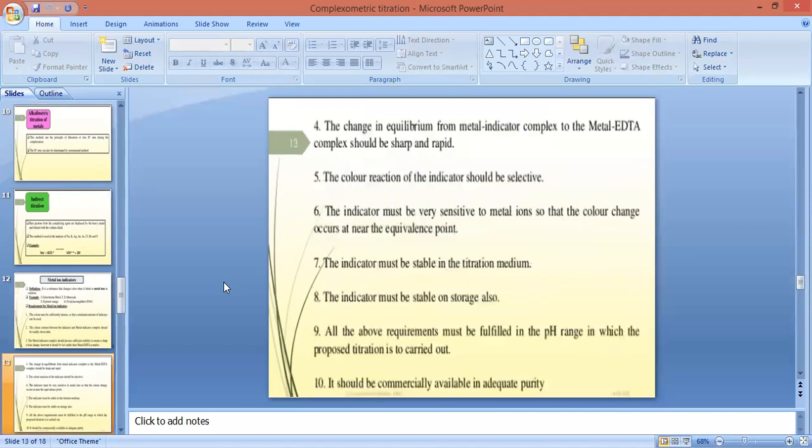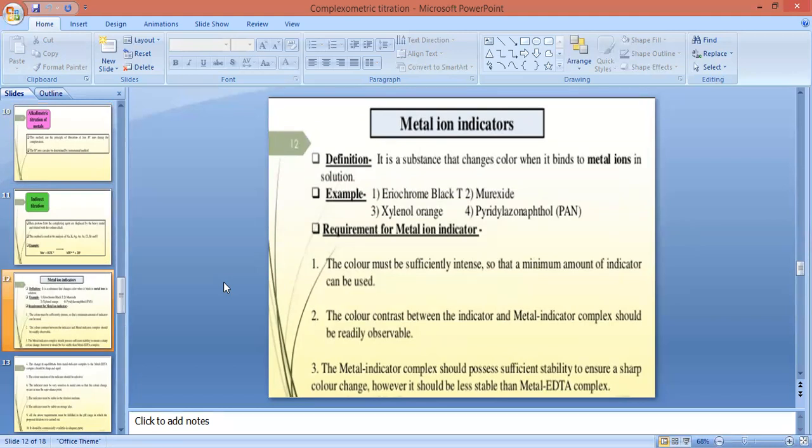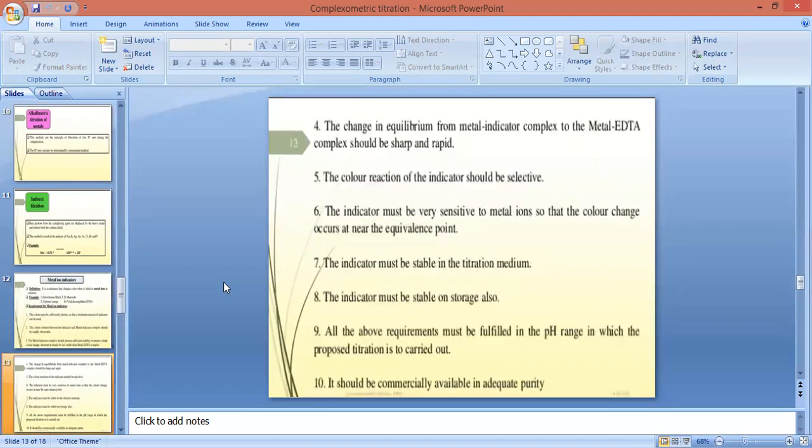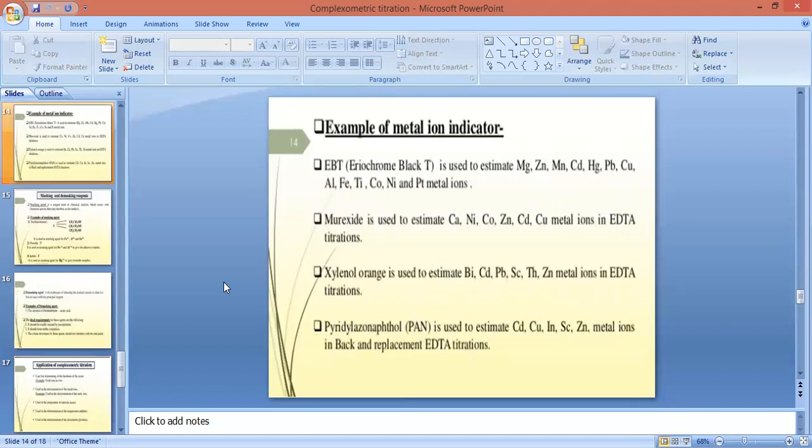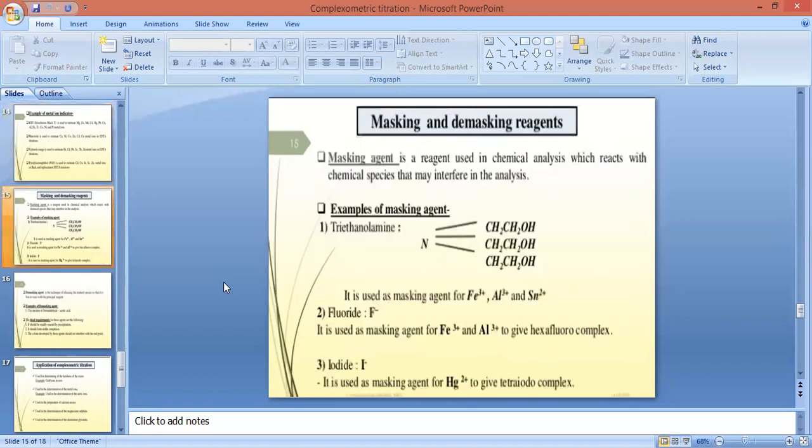After that, we covered the requirements of a metal ion indicator. After the requirements, we covered the examples of metal ion indicators, that is EBT, murexide, xylenol orange, and pyridyl azonaphthol, and which metal ion indicator is used in the determination of which metal ion. The next part of complexometric titration is masking and demasking agents.